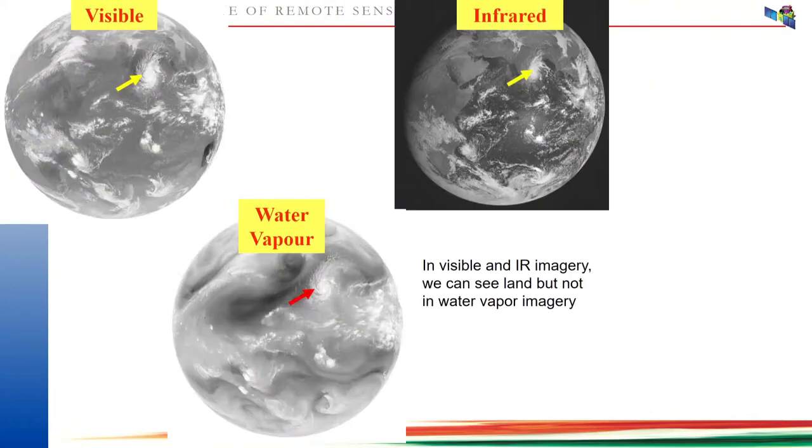So in totality, how does it look? In the visible, we can see a part of the land as well as the clouds. In the infrared also it is easily identifiable because of the emission from the land, ocean and the clouds. But in the water vapor, only the moisture in the atmosphere is enhanced, and we see mostly the clouds or the moisture in the clouds. So in visible and infrared we can see land, but not in the water vapor imagery.